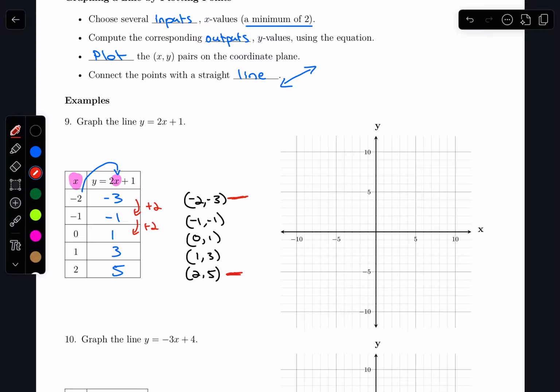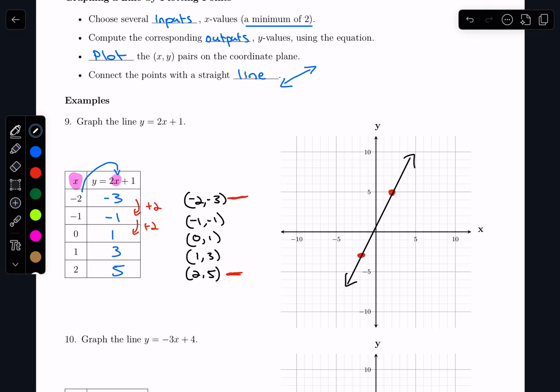(-2, -3) means go left by 2 and down by 3. So I'm going to go left 1, 2, down 1, 2, 3. Put a dot right there. And then for (2, 5), I'm going to go right 2 and up 5. Just put a dot right there. And then all I have to do is connect my dots with a line and put an arrow on each side to represent that the line keeps going in both directions.